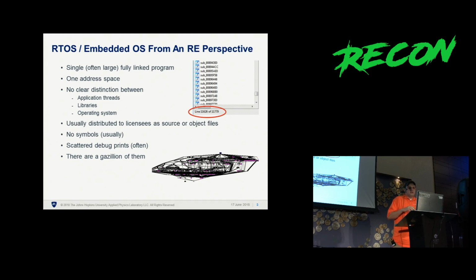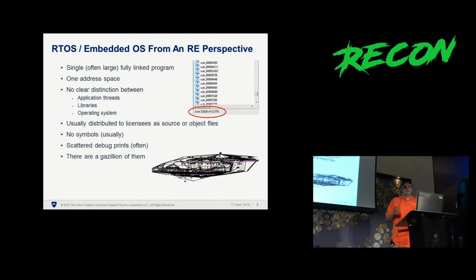RTOSes are usually distributed. If your company is going to sell a product with an RTOS, you either license the source from the company and then compile it with your program and link it together and put it in the device, or you license object files and you compile your code, link it with the object files, and you create your firmware. Most of the time there are no symbols. Sometimes we get debug prints. Often that's like, maybe we'll see debug prints in one area of the program or something like that.